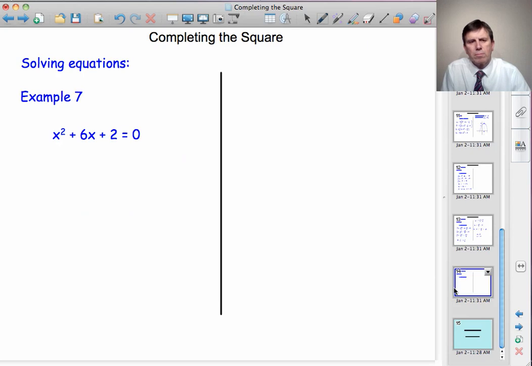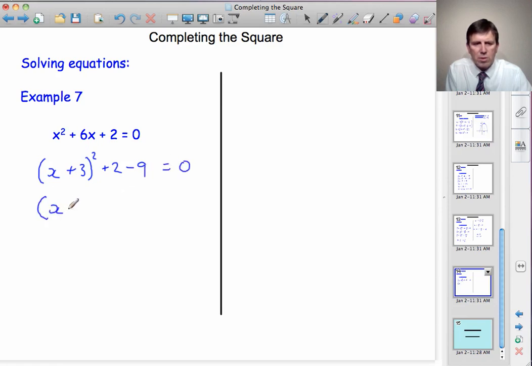One final example, x squared plus 6x plus 2 equals 0. Half of the plus 6 is plus 3, so it's x plus 3 squared plus the 2. Now subtract the square of 3, so subtract 9, and that's equal to 0. So x plus 3 squared plus 2 minus 9 is minus 7. Take the minus 7 to the other side, and we get x plus 3 squared equals 7.